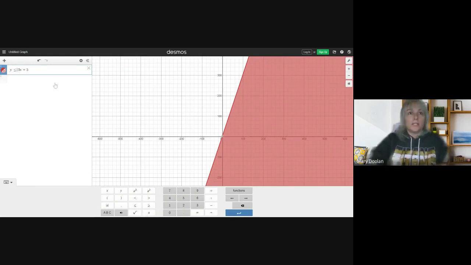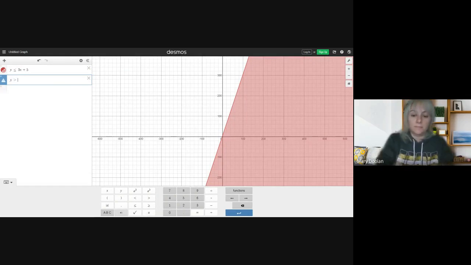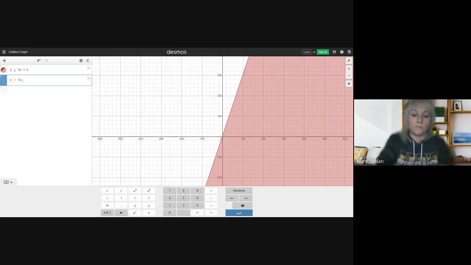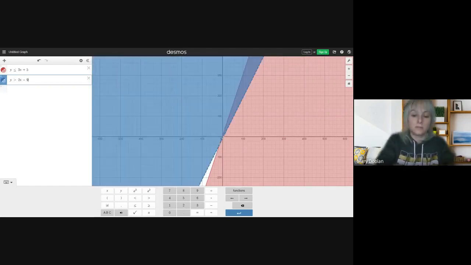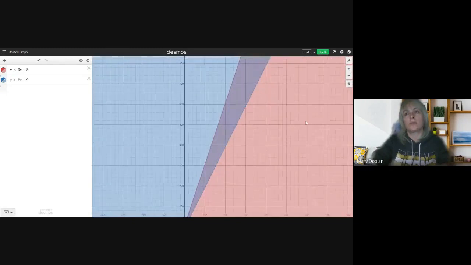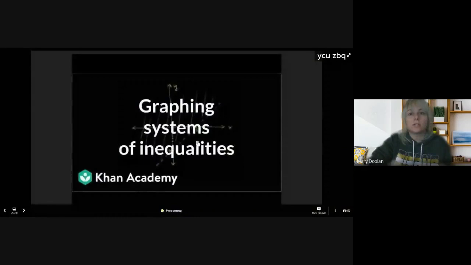So what we're going to be doing today is looking at 2 linear inequalities. And we're going to be looking for where they intersect. So when you graph 2, you get 2 half planes, and you know there is going to be some area that they're going to overlap. All right, so that's what today's lesson is about. And I'm going to show you a video from Khan Academy to get us started on that.